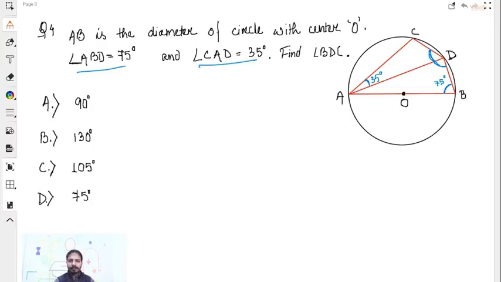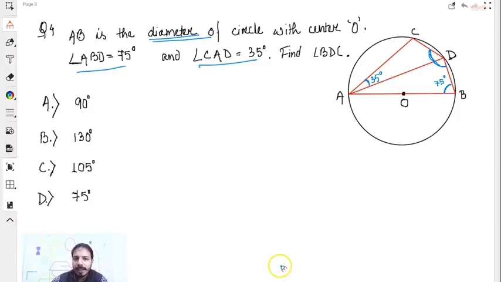Yeah, all of you. Okay. Don't guess, guys. Try to solve it. So which theorem will you use here? Which one? Any theorem which you have learned with respect to diameter?